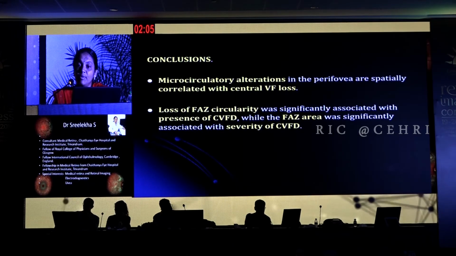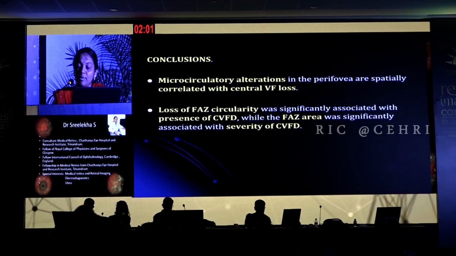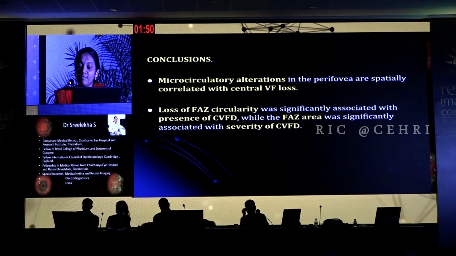Microcirculatory alterations in the perifovea are spatially correlated with central visual field loss in open-angle glaucoma. Loss of FAZ circularity was significantly associated with the presence of central visual field defect, while the FAZ area was significantly associated with severity of the central visual field defect.